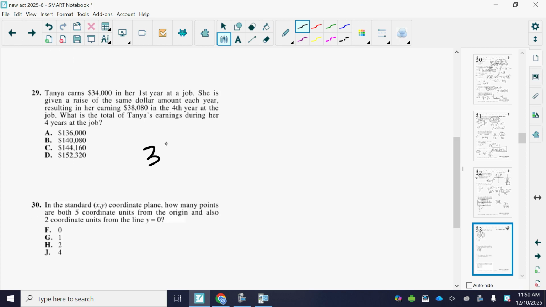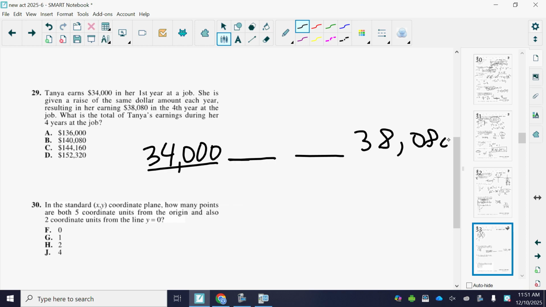Tanya earns $34,000 in her first year, and then is given a raise so that her 4th year is 38. Oh, I'm gonna need a calculator. First year, 2nd year, 3rd year. What's her 4th year? Right? So now, what is her total earnings during the 4 years?